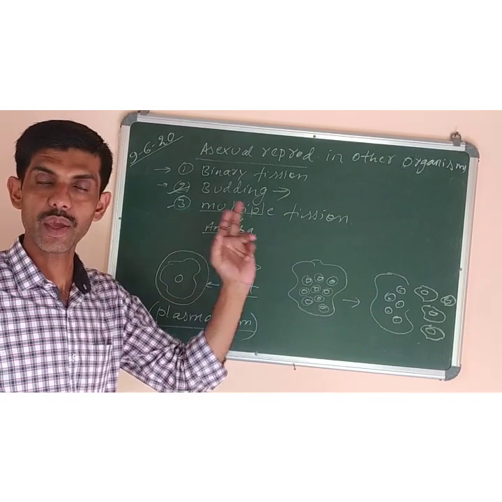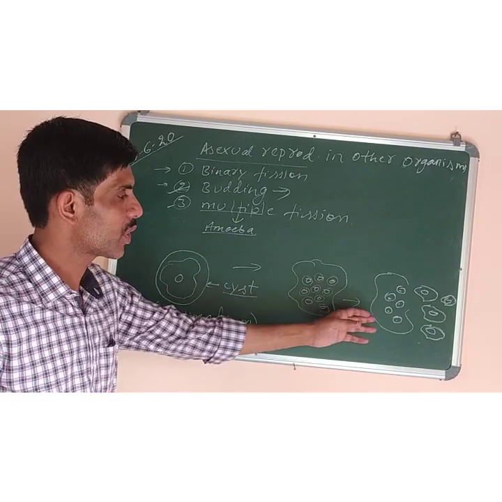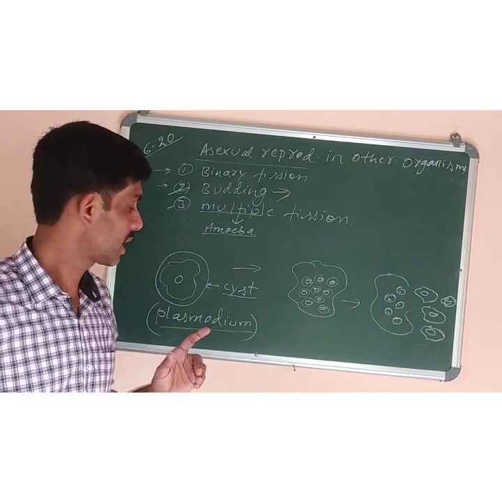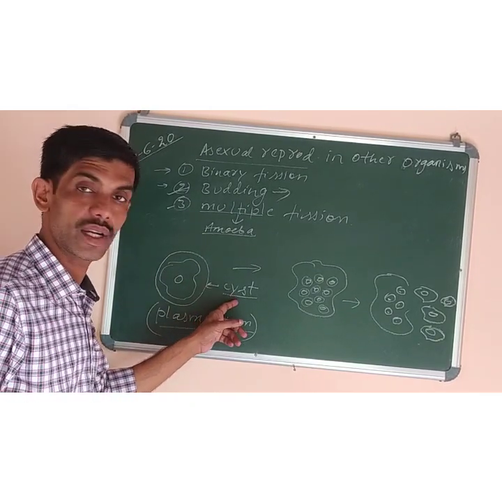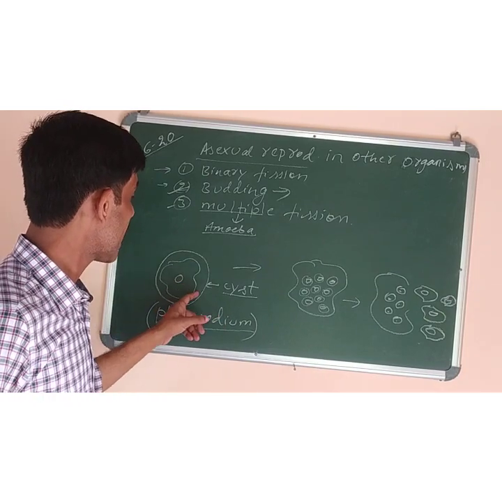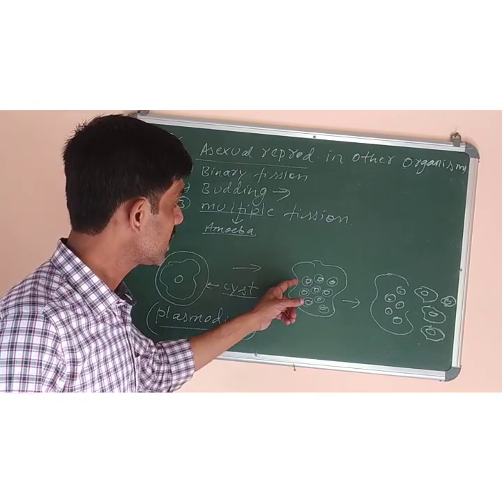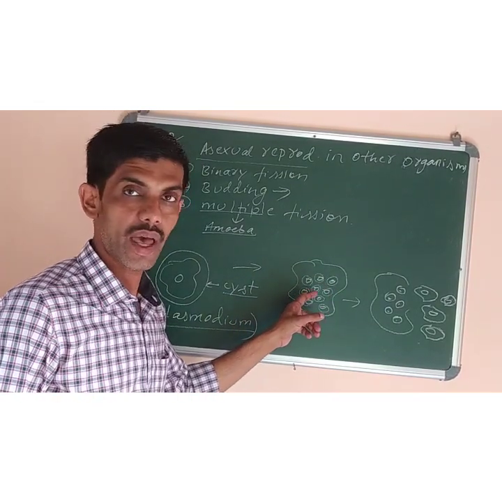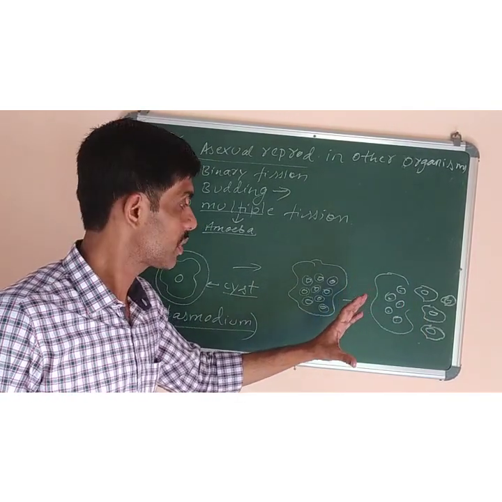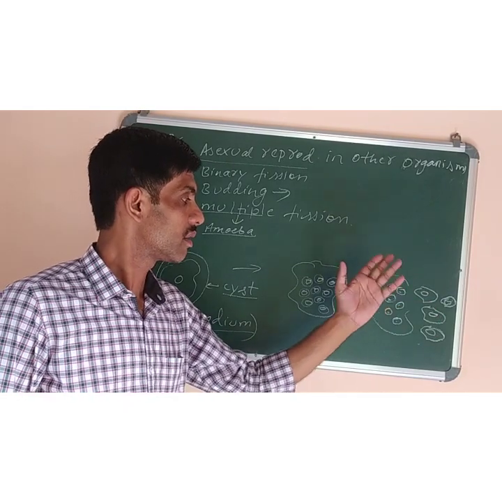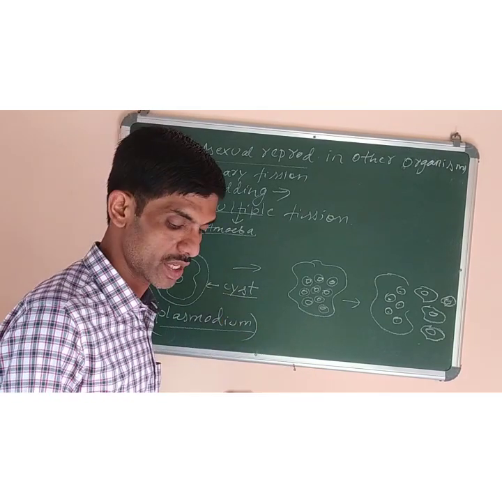Multiple fission is a type of asexual reproduction in which a single cell will divide to produce plenty of cells. Like in case of Plasmodium, it is surrounded by a hard protective covering called cyst during unfavorable condition. Inside the cyst, the nucleus will keep on increasing by nuclear divisions, and each nucleus is surrounded by cytoplasm. And finally, when the favorable conditions return, the cyst will break open and release all this Plasmodium into the atmosphere. Understood? This is the one which causes malaria.